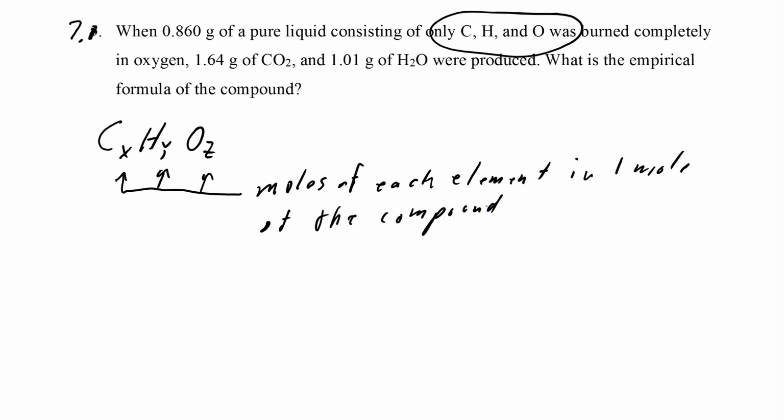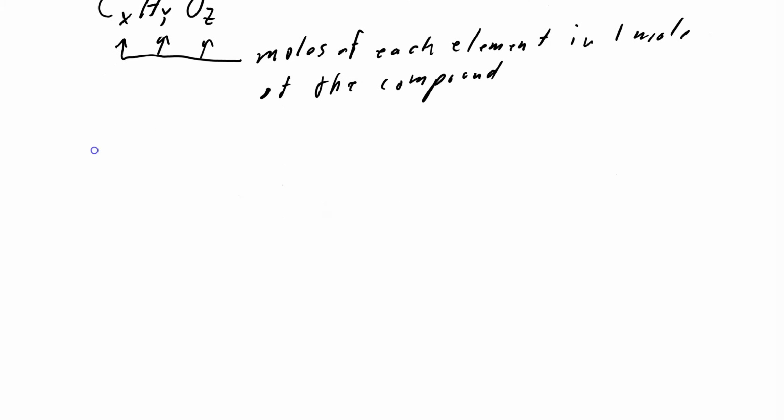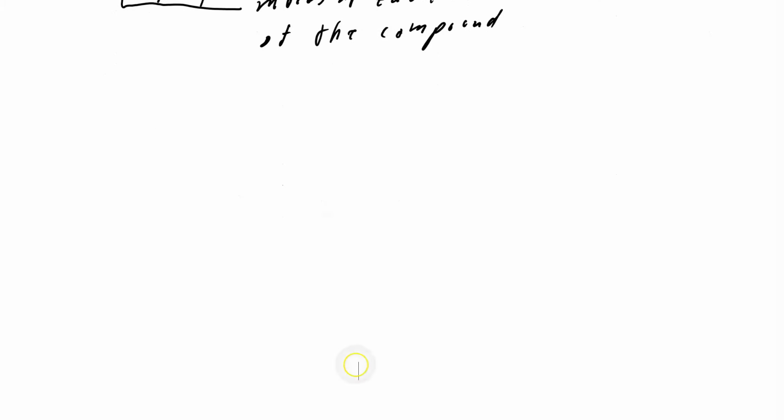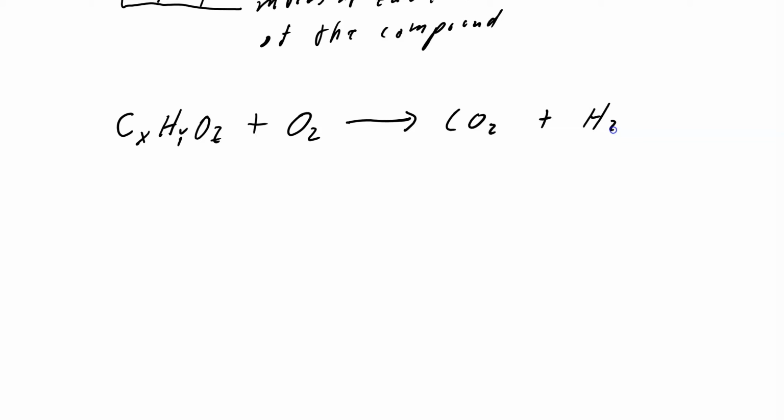So we need to determine moles of carbon, hydrogen, and oxygen. So how are we going to do that? Well, we're told that the chemical reaction is a combustion reaction forming carbon dioxide and water. Let's rewrite things here so we have a very clear picture of what's going on. C sub X, H sub Y, O sub Z. Combustion reactions always require oxygen, so that's our second reactant. Products are always going to be CO2 and H2O.